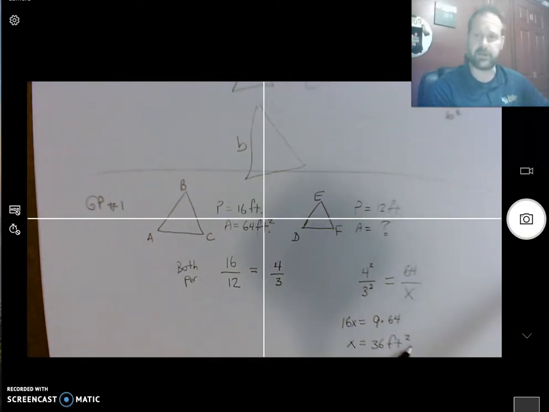Again, if it's area and units are provided, please make sure you have squared units. Okay, so let me work. I'm going to go ahead and set up guided practice number 2. Okay, and 3 as well.